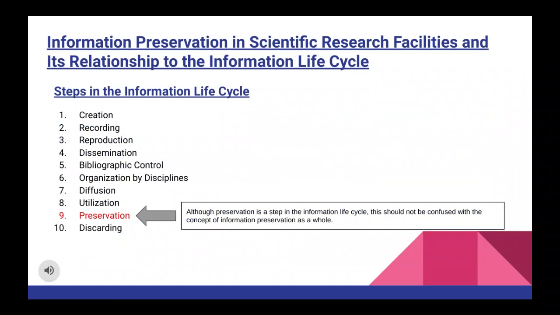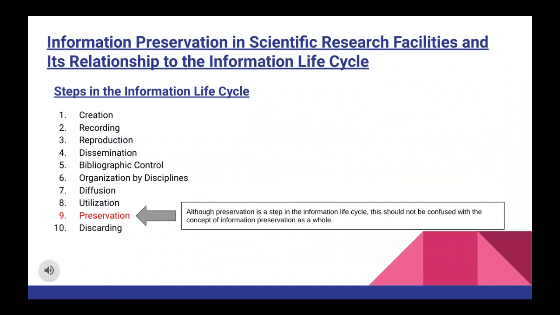Creation, recording, reproduction, dissemination, bibliographic control, organization by disciplines, diffusion, utilization, preservation, and discarding. It can be argued that all of the steps in the cycle are involved with information preservation. In fact, the 9th step of the life cycle is named preservation, although a clear distinction needs to be made between this step and the definition of information preservation as a whole.